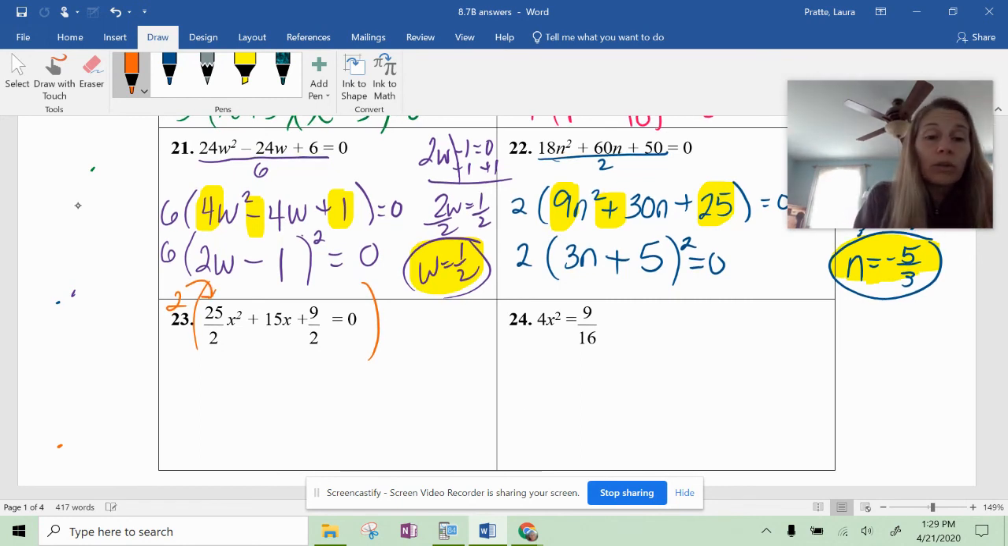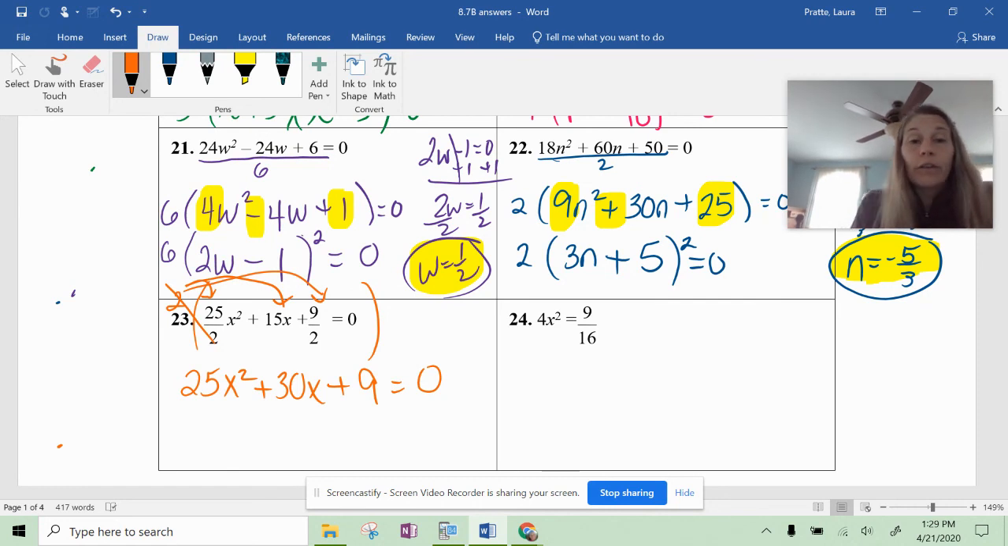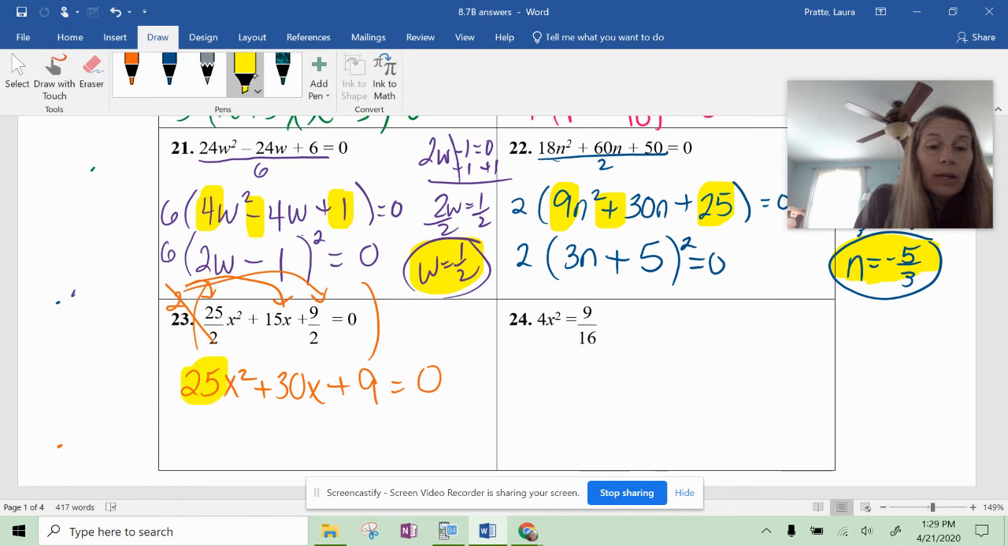So if I distribute a 2 here, I'm just going to be left with 25x squared because the 2's would cancel. Then 2 times 15 would be 30x. And 2 times 9 over 2, the 2's would cancel and you'd have that 9 again. Okay, at this point, you'd look for a GCF, but there isn't one. However, 25 and 9 are both perfect squares. So I can do 5x and 3 with a plus sign in the middle, squared equals 0.